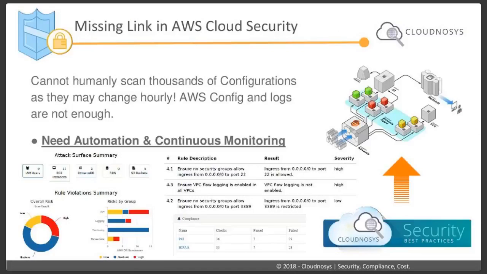So, the missing link in AWS security, okay? And it's really all around automation. Now, you need to think automation every day. You need to write these automation scripts, and you need to grab all that data, store it, and analyze it. It is not humanly possible for anyone to scan thousands of configurations that are changing on the hour. And just having AWS Config and logs turned on is not enough, because you do need to process other information, which is the metadata that we talked about.